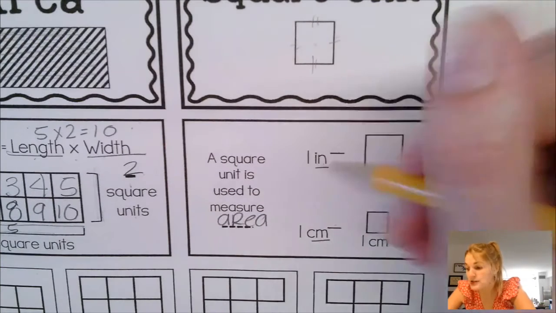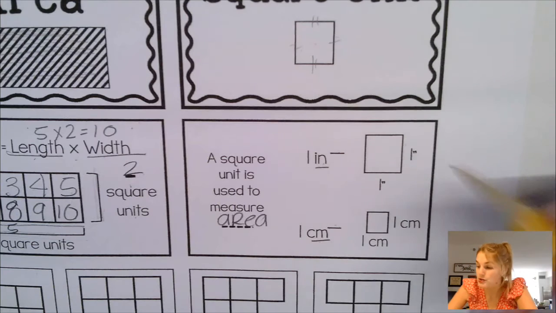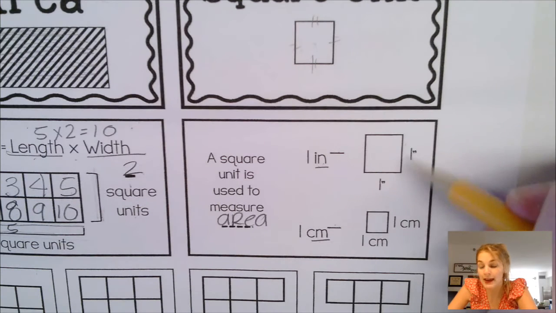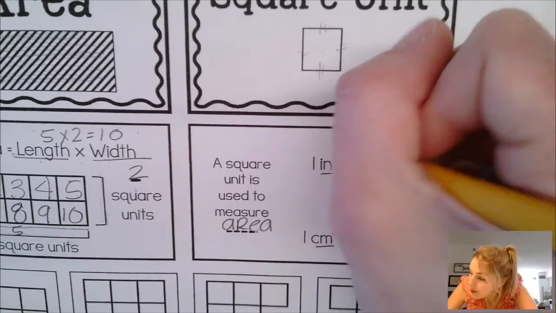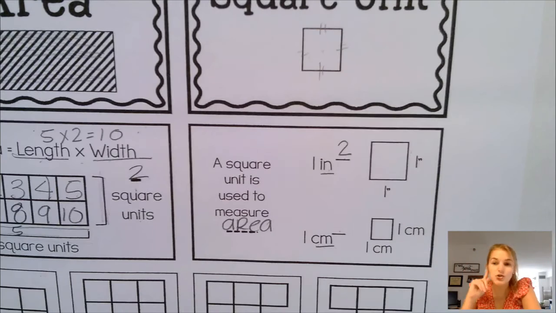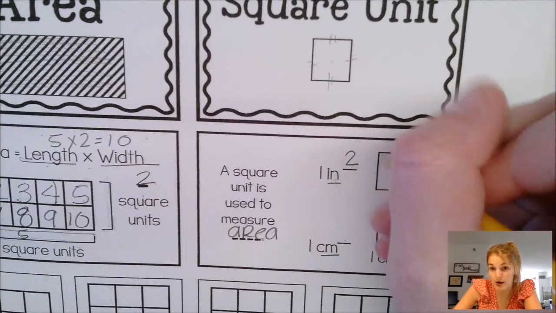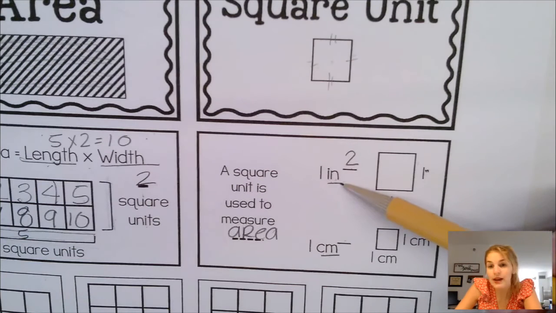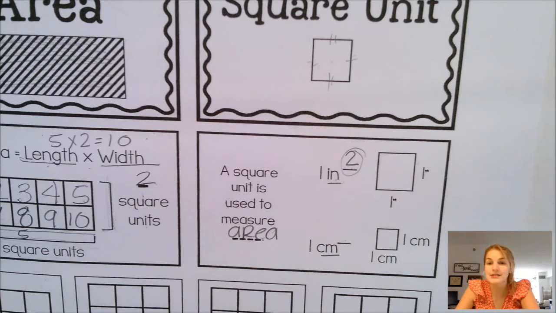So here's an example of a square inch. We know that the length and the width are the same in a square. Think of the word square. Squared means we have a square here. So when we write that, we're actually going to write the unit squared. So when you have a 2 like this, it means squared.